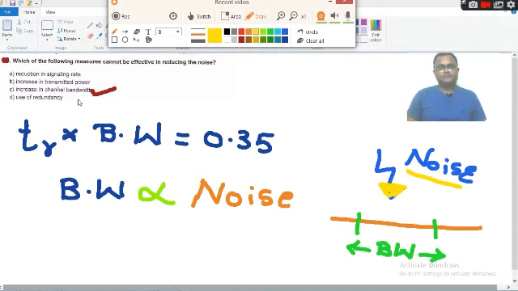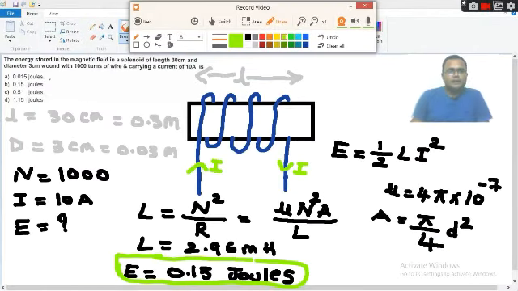Next question: the energy stored in the magnetic field in a solenoid of length 30 cm and diameter 3 cm, wound with 1000 turns of wire and carrying a current of 10 amperes. So they have given the length of this solenoid, the diameter is 3 cm, it is wound with 1000 turns of wire and the current is 10 ampere.